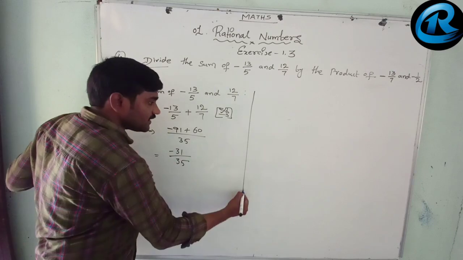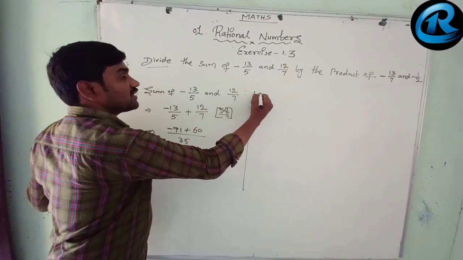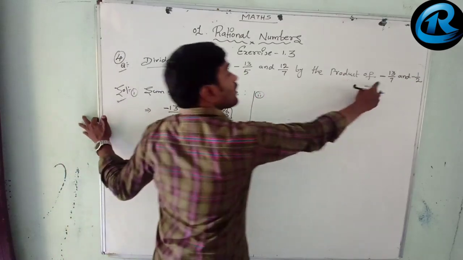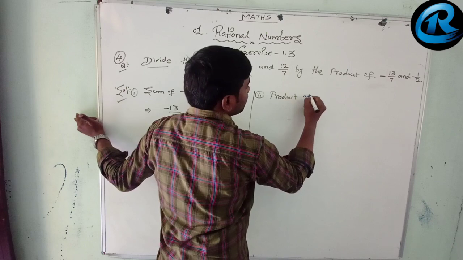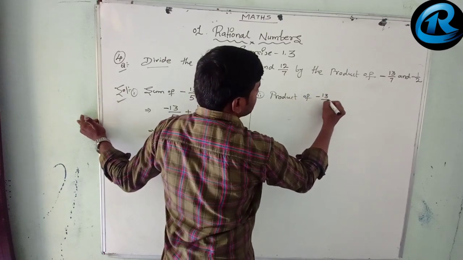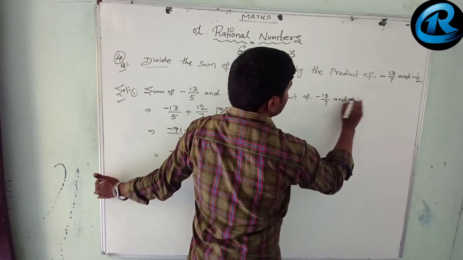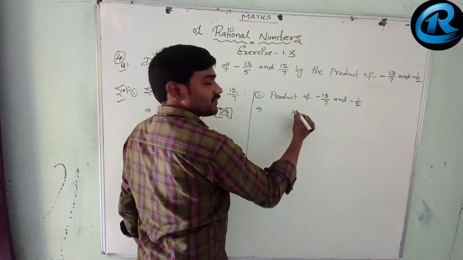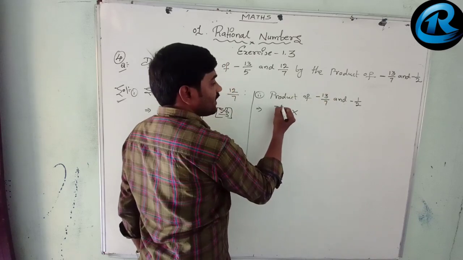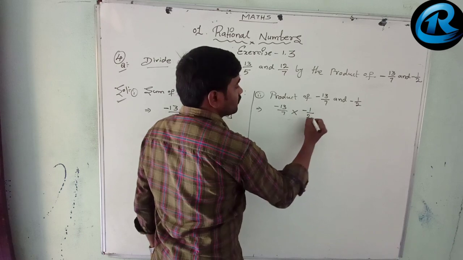Now ఇప్పుడు మనం ఏం చేయాలి? See the second part. This is the first part in this. In the second part also they ask what? Divide the product. ఇప్పుడు product చేయమని. Product of minus 13 by 7 and minus 1 by 2. Let us find out the product. Children, product అంటే తెలుసు మనకు మల్టిప్లికేషన్. ఈ రెండింటిని మల్టిప్లై చేద్దాం. Minus 13 by 7 into minus 1 by 2.